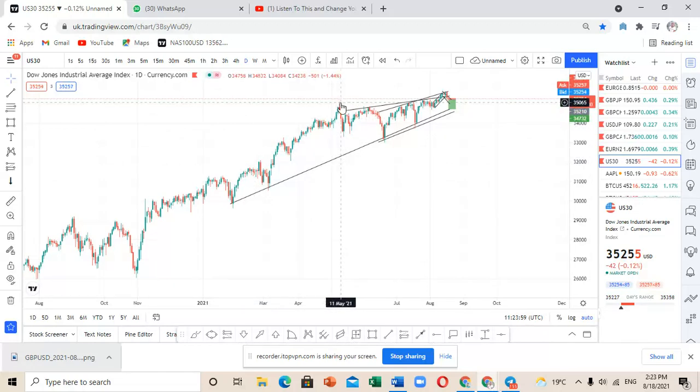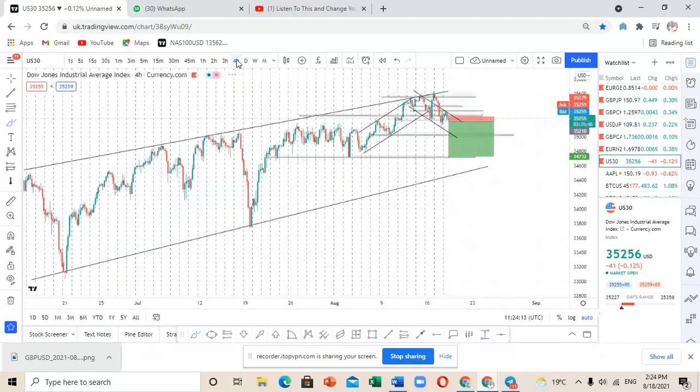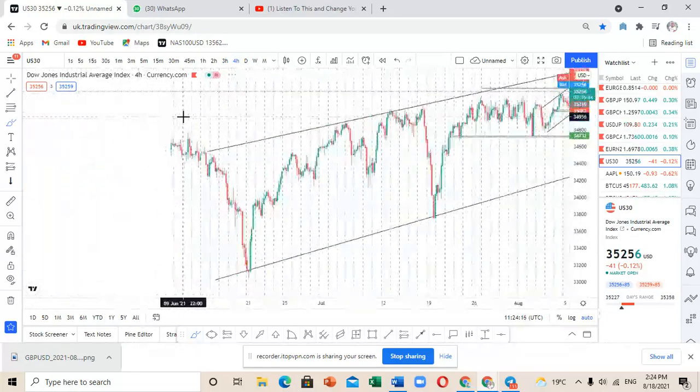Not much to say about it because you can clearly see that we have got only one trend line. Then at this point, you have got this point of consolidation. When it comes to the daily time frame, you can see that this is a very strong point of consolidation. So I think we can talk more now when it comes to the hourly time frame.